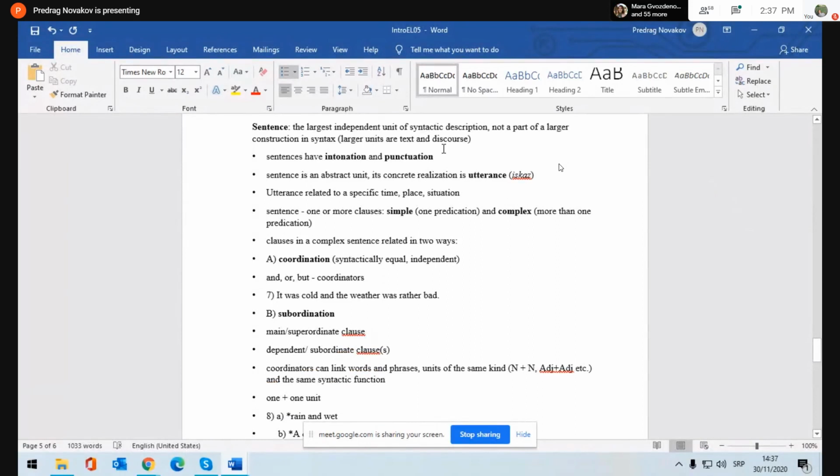The sentence is the largest independent unit in syntactic description. It is not a part of a larger construction, but it is part of larger units like text and discourse, as we explained at the beginning today. In syntax it is independent and can stand alone. For sentences, we can talk about their intonation and punctuation. Punctuation, quite simply, means you use full stops, commas, colons, semicolons, exclamation marks, and so on. And sentences have their intonation.